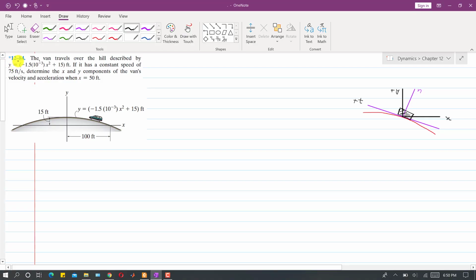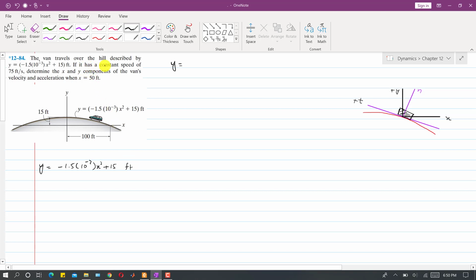I am going to solve this problem 1284. In this problem we are given that the van travels over the hill described by this function. So we are given that this van is traveling about this hill and this is y of x function. So we can write that y is equal to minus 1.5 into 10 raised to the power minus 3 x square plus 15. And this is in feet, remember.